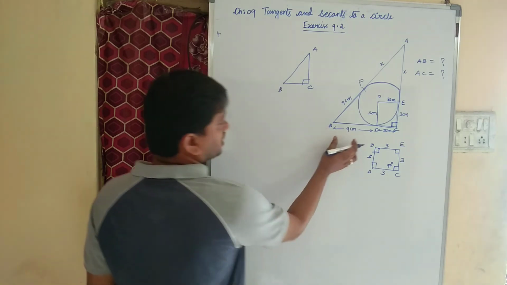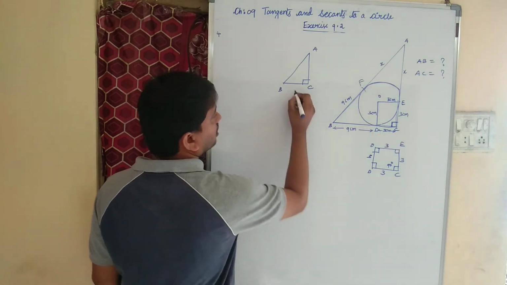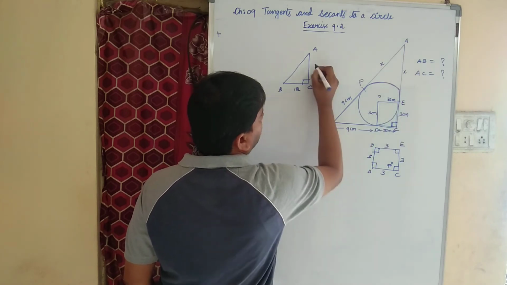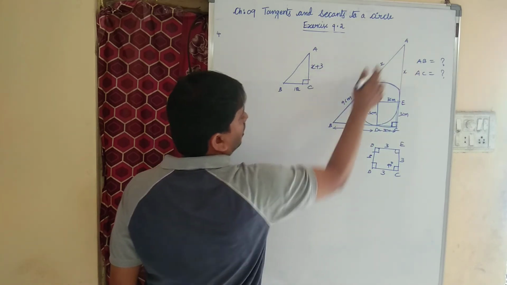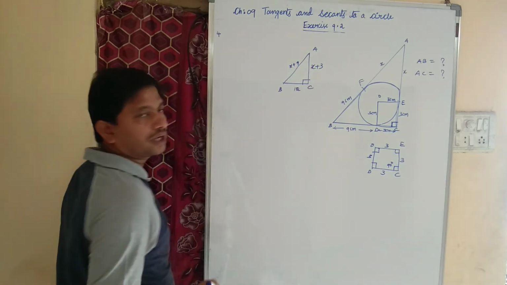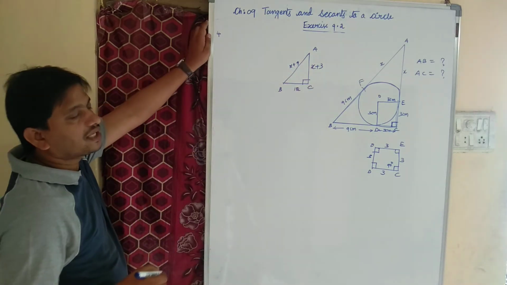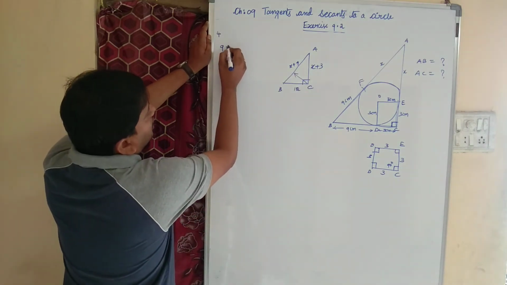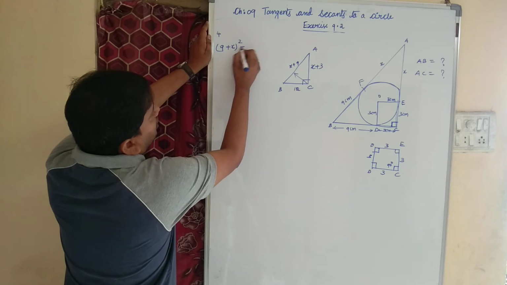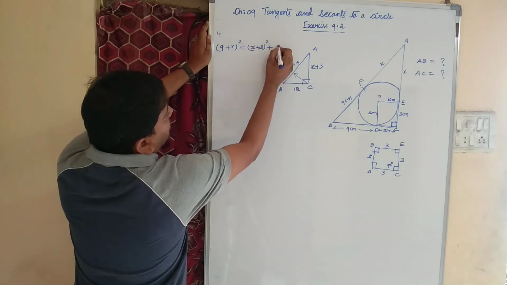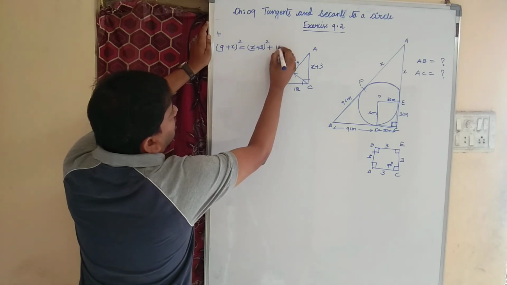So BC is BD plus DC, 9 plus 3, 12 centimeters. AC is AE plus EC, x plus 3 centimeters. AB is x plus 9 centimeters. As we know that ABC is a right angle triangle, the side opposite to the right angle is the hypotenuse, that is AB. AB whole square equals AC square plus BC square, that is (9 plus 3), 12 square.